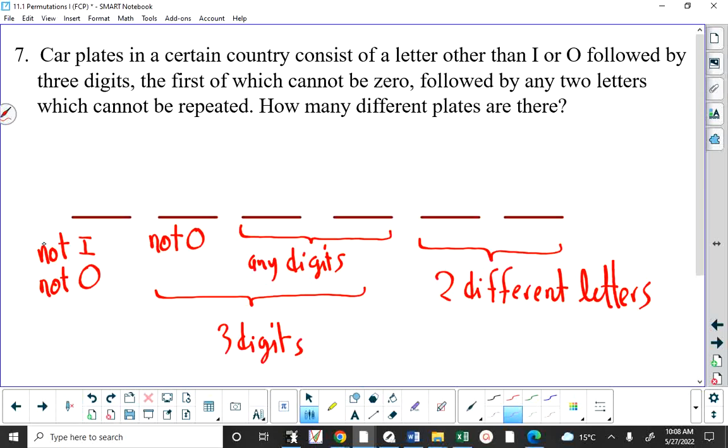So this would be 24. This would be 9. This would be 10. This would be 26. This would be 25. Whatever that multiplies to give is the answer to the question.